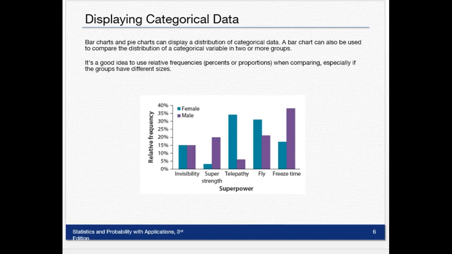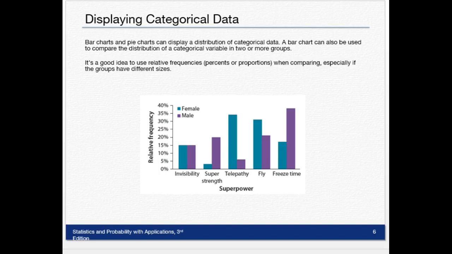So bar charts and pie charts can display the distribution of categorical data. A bar chart can also be used to compare the distribution of categorical data in 2 or more groups. It's a good idea when you're comparing 2 or more groups to use percentages or proportions, because groups can have different sizes. That doesn't necessarily mean the numbers match up.